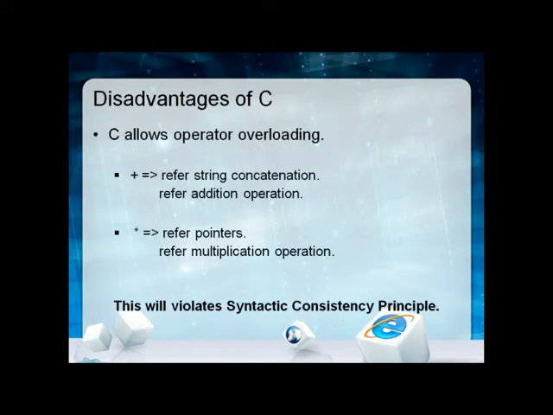Let's look at the pros and cons of C. What are the disadvantages of C? C allows operator overloading, meaning one operator provides several meanings. As an example, we take the plus sign in C. It is used to concatenate several strings and also refers to the addition operation of mathematics. If we consider the asterisk sign, it can be used to represent pointers and also to do the multiplication operation. That means C violates the syntactic consistency principle.